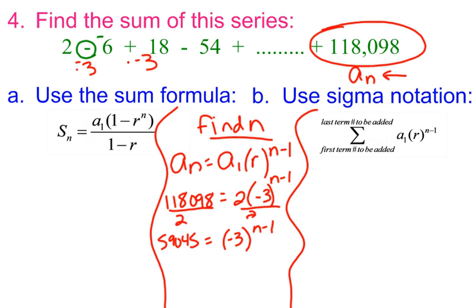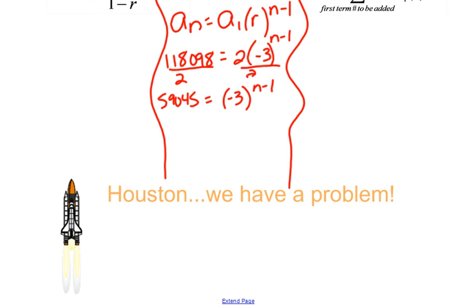Here's my problem. I want to take a log to both sides, and I can't. Why can't I take a log to both sides? See, Houston, we have a problem. I can't have a negative log. So I can't take a log to both sides. So I need to pray, maybe, that this has a common base of 3.